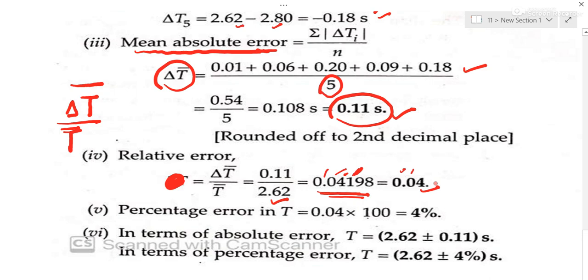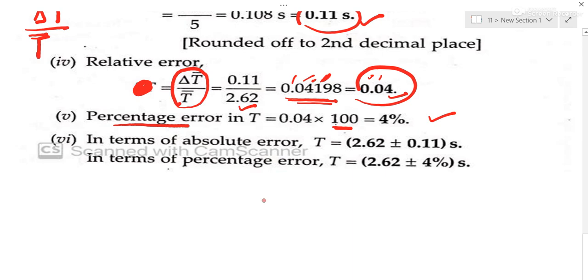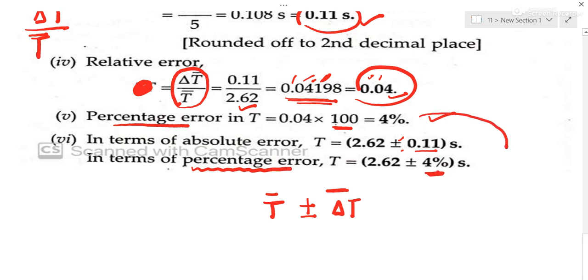Then the next part is percentage error. Percentage error is relative error, that is this answer, into 100. So it is 4%. Now you have to report the answer. So the answer is reported like this: absolute value plus minus mean absolute error, and then you are informing the result in the form of percentage error also, which is this. So this is how the answer needs to be reported. So this is one type of numerical, type A. Let us see more.